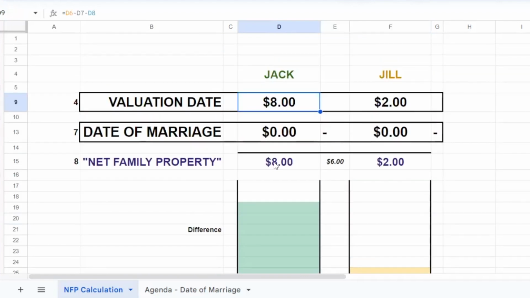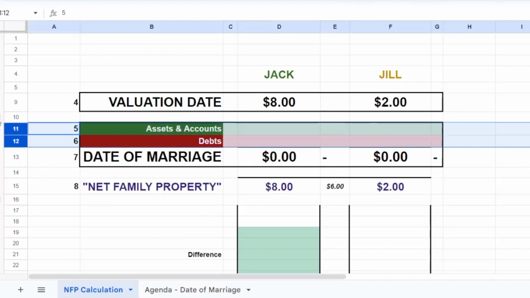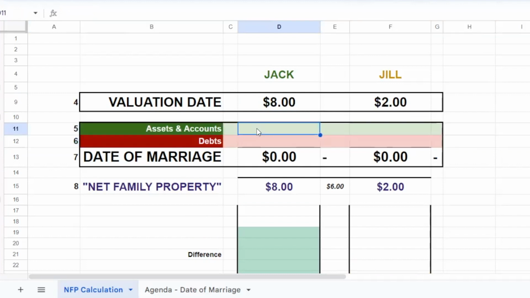But then I would say, okay, well, let's look at the date of marriage, because many people either don't understand what they're doing with it or don't really think it through. Let me tell you 2 reasons why people don't think it through. So let's just expand it. Now, for date of marriage, we'll have assets and debts.